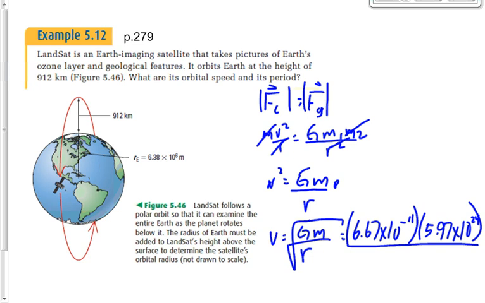And we're talking about a distance of 912 kilometers above the surface. What do we use for R there? 912? 912,000? Neither one. What's the value of R?